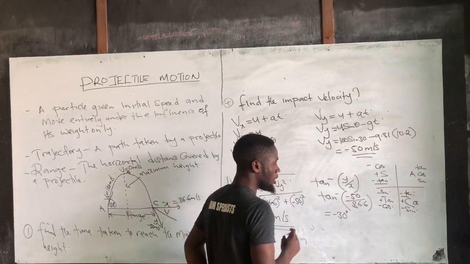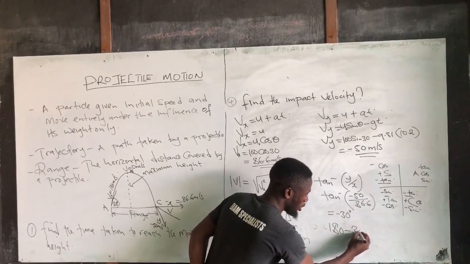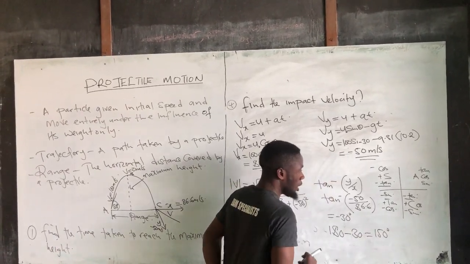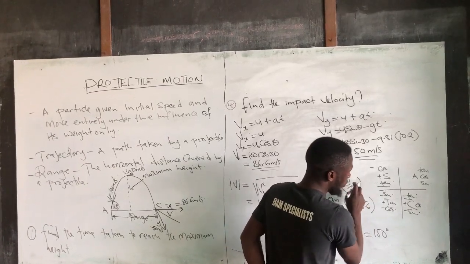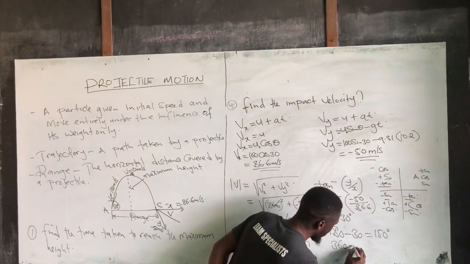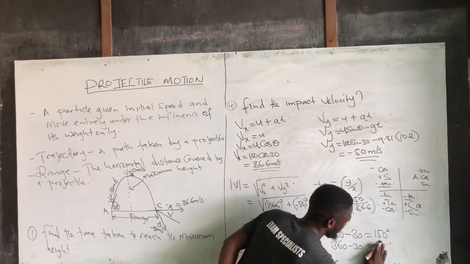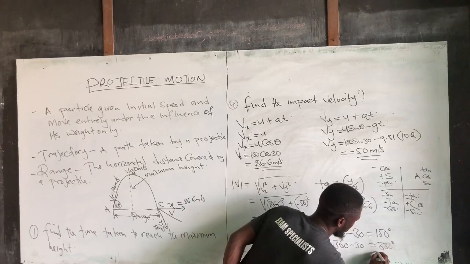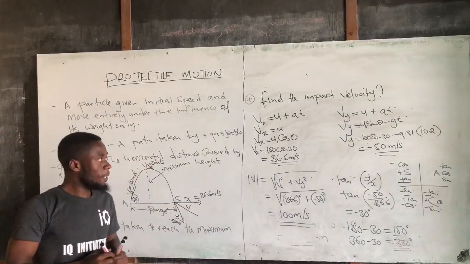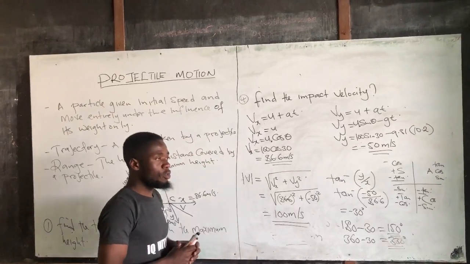In the second quadrant, the answer will be 180 minus the angle, which is 30. What is the answer? 150 degrees. The other quadrant where tan is negative is the last quadrant, 360 minus 30, which is 330 degrees. We are done. This question carries a lot of marks, so make sure you understand it and just follow this procedure.